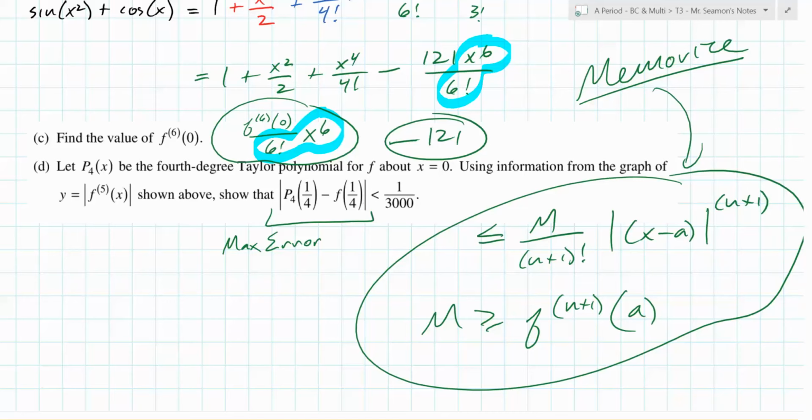Did I get it wrong? Oh, I think it should be A up here. It's what it's centered around. That's what it's centered around. No, it is X. I'm sorry, it is X. You're absolutely right. It is X.